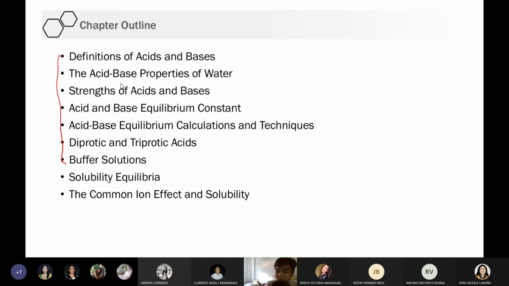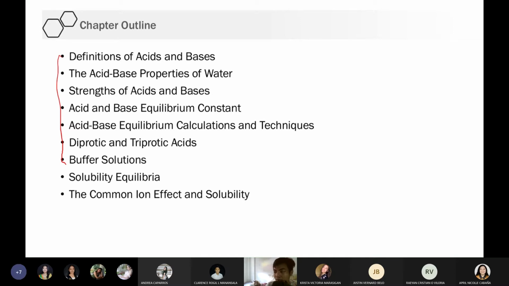For strong acids, the concentration of your ions can be calculated using stoichiometry because the dissociation is full. You can do stoich. Kunwari, you have 1 mole of your acid, it will produce 1 mole of the ions as well. So, yun yung pag strong acid or strong base. 100% yung dissociation. Hence, you can infer their amounts using stoich.